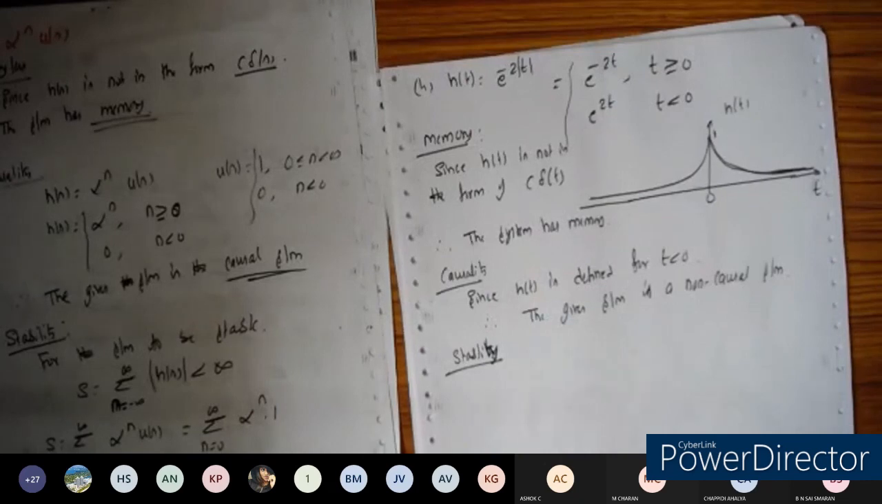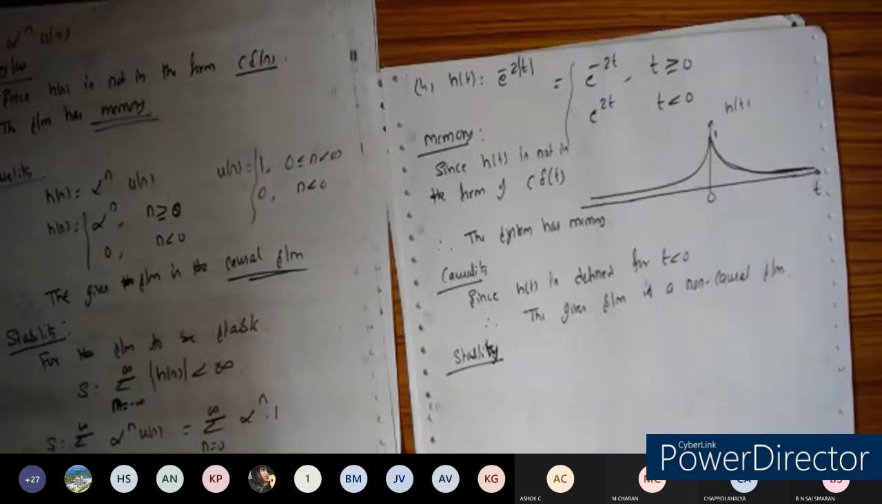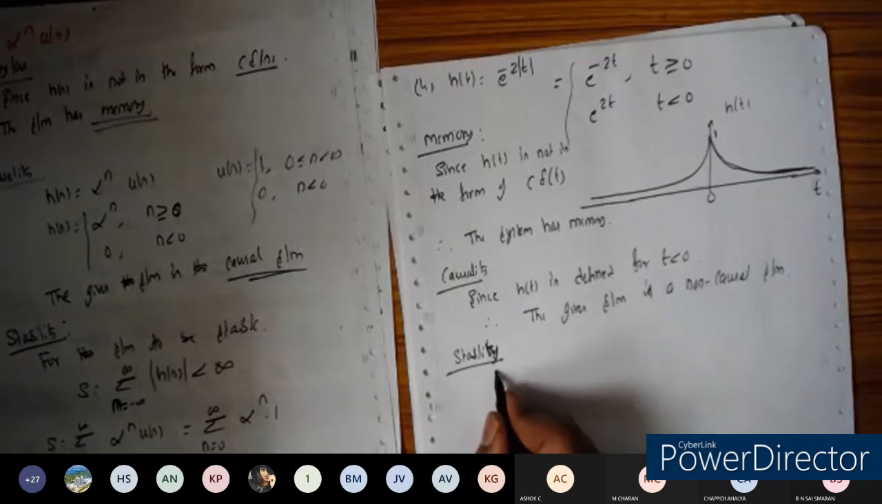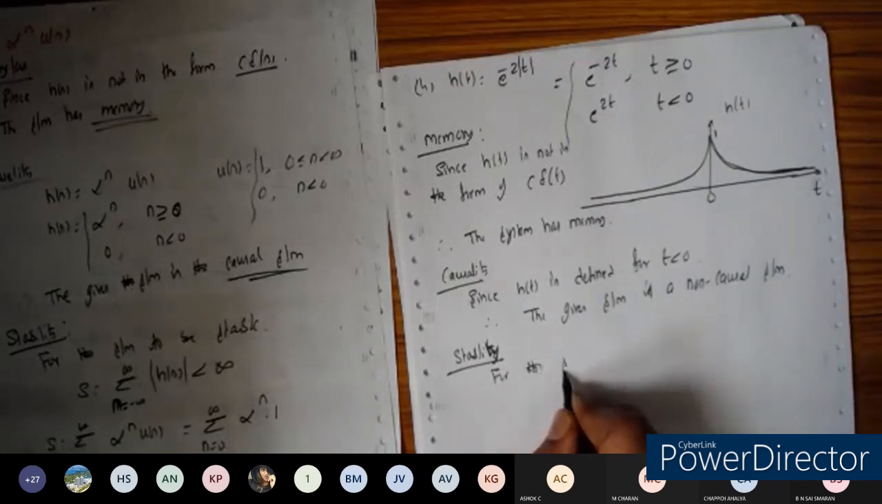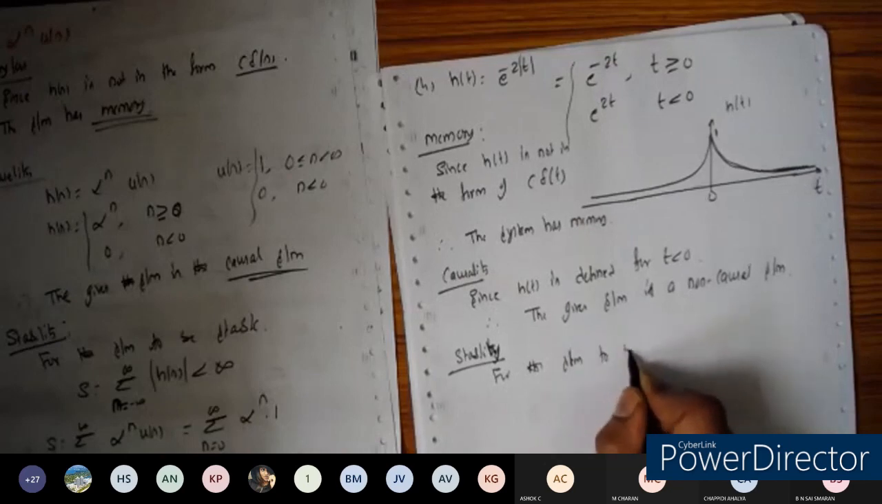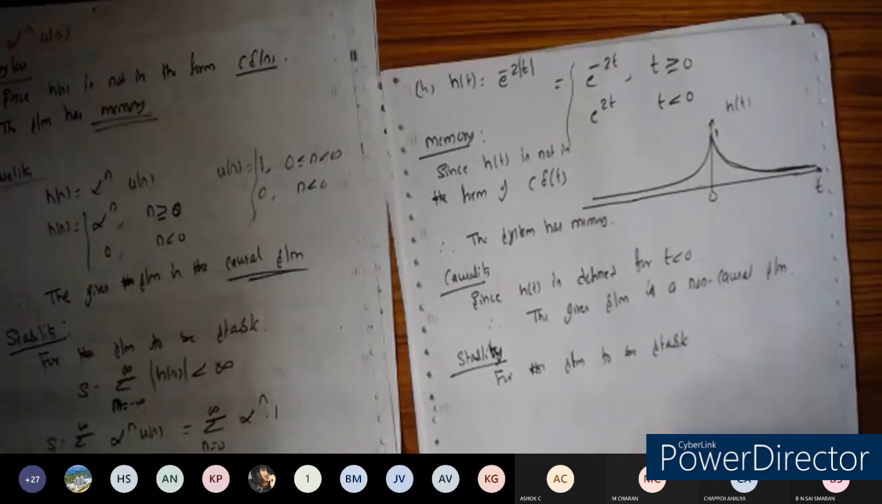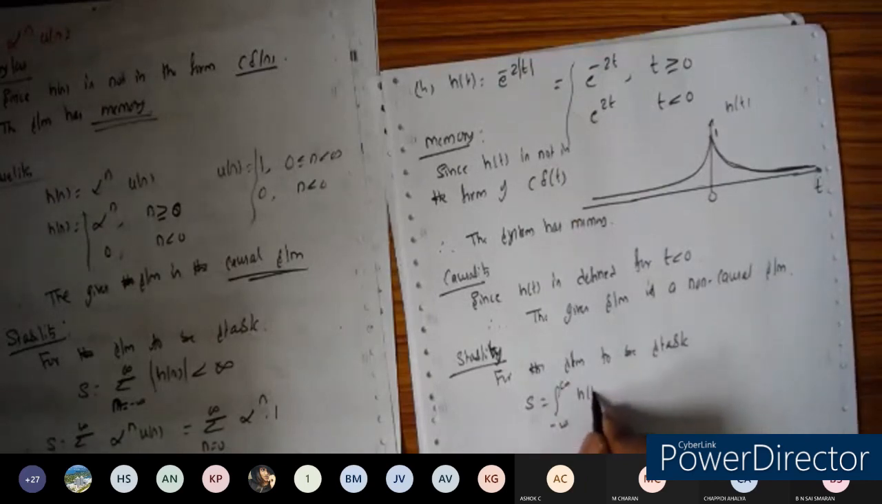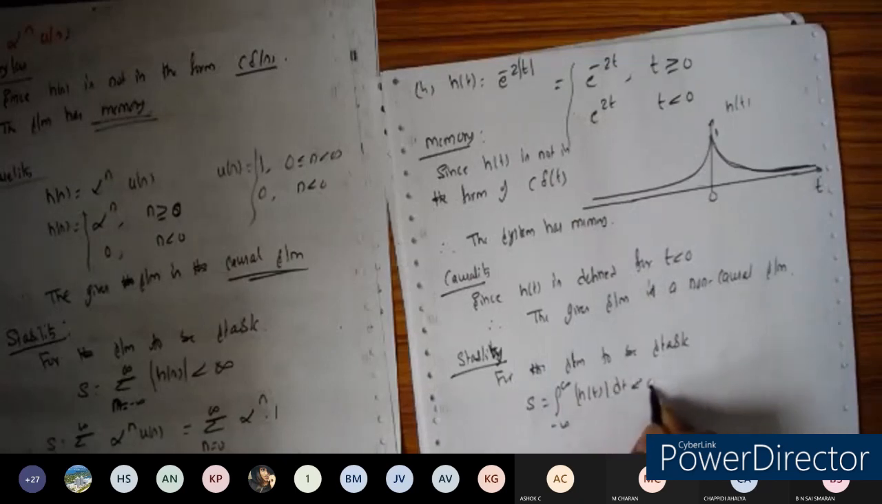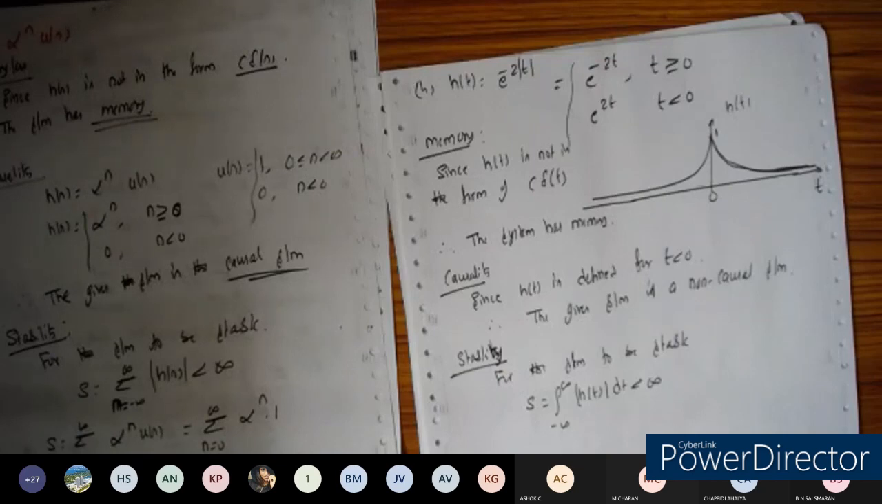Next, let us verify the stability property. Any doubts? Now, for the system to be stable, the condition is that the integral of the magnitude of h of t dt should be less than infinity. Then only we can say it's a stable system. Or else it is an unstable system.